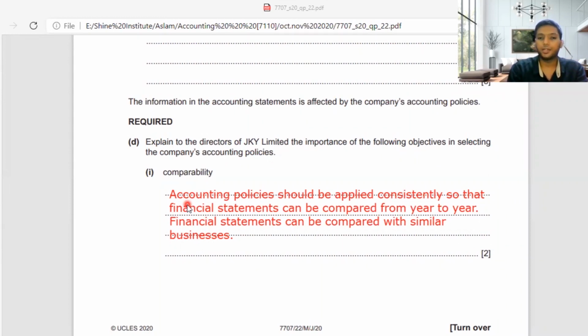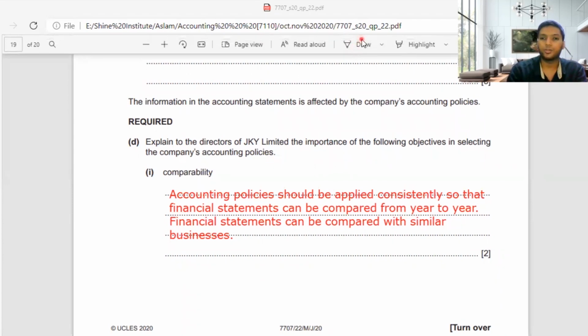So comparability accounting policy says that what's the objective, main importance of objective. Accounting policy should be applied consistently. You can't change your accounting policies if you use one accounting policy. It's better to use the same thing, so it's very easy for you to compare it from year to year and see what has happened actually. Like if you use straight line method this year, last year also you should have used straight line, so it's easy for you to connect and compare. Financial statements can be compared with similar business, so you will be able to compare your financial statement with similar business if you have the comparability objective.